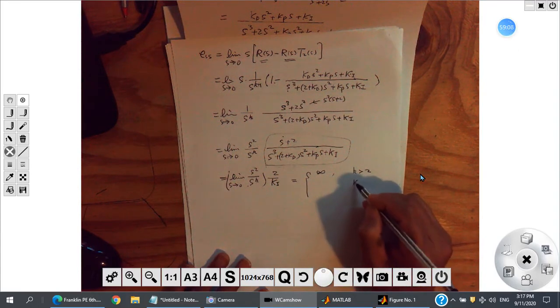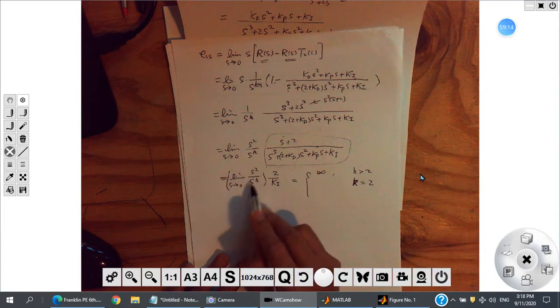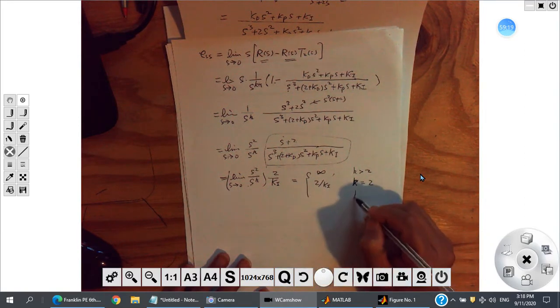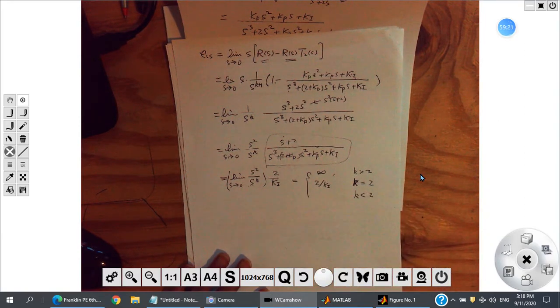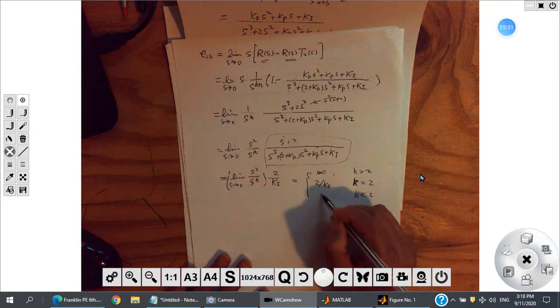And for K equal to 2, they just cancel. So this is 1. There will be 2 over KI. And when K is smaller than 2, the denominator will be cancelled. You still have some S in the numerator. Then S goes to 0, so it is 0.